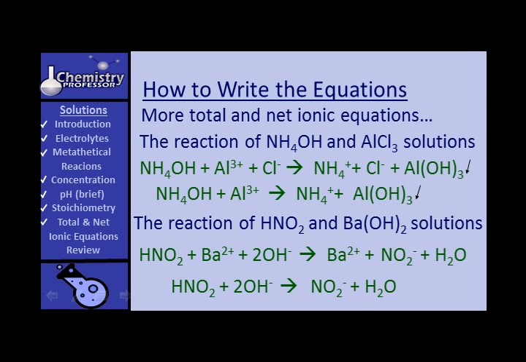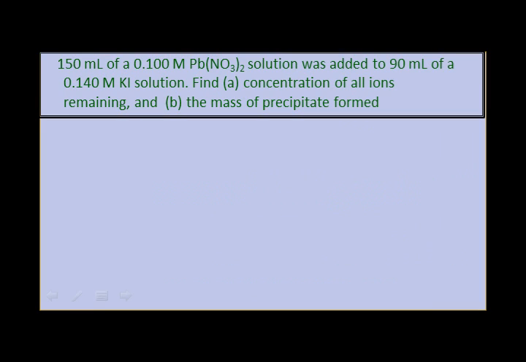We could have used sodium hydroxide in place of that. We could have used calcium hydroxide in place of that, barium hydroxide, and we would have gotten the same net ionic equation. Now it's time for us to combine a lot of the things that we've been talking about. And this is just the problem to do that.